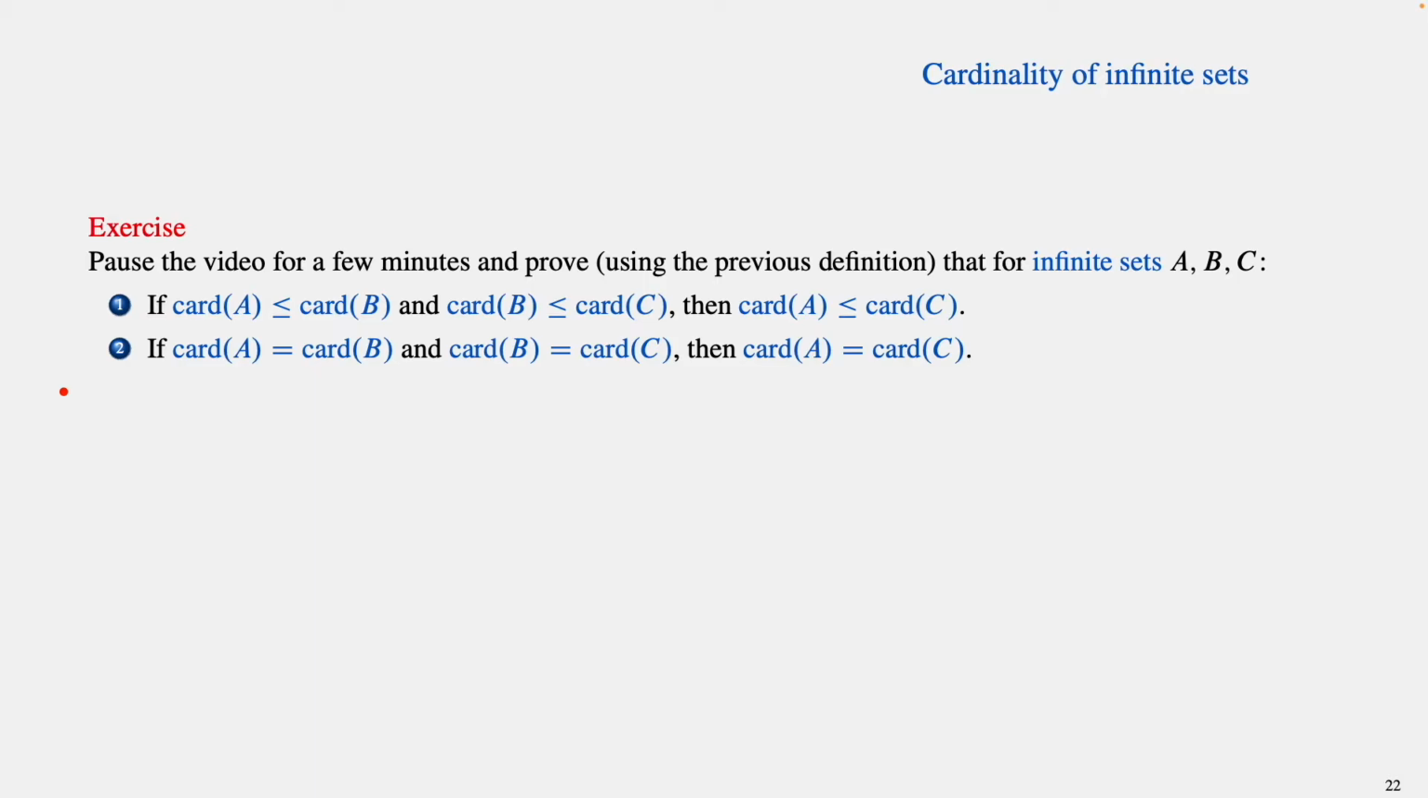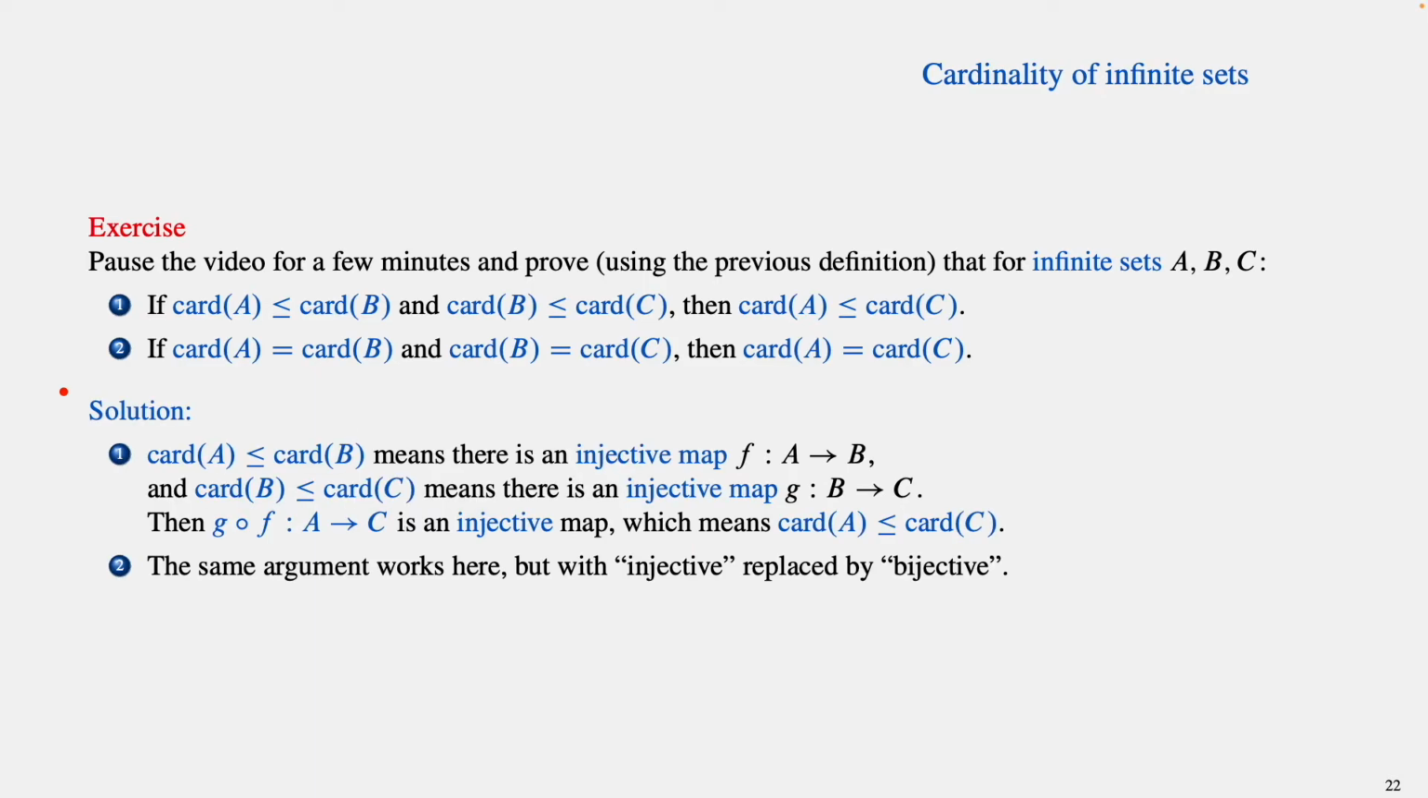Okay, so I hope you gave this a few minutes of thought. And here's the solution, which is rather simple from the definition. Cardinality A less or equal cardinality B means there's an injective map f from A to B. Cardinality B less or equal cardinality C means there's an injective map g from B to C. And now we can form the composition of the two maps, g composed with f, which goes from A to C. And this is injective because it's a composition of two injective maps. And so we have an injective map from A to C, and that means, by definition, cardinality A less or equal cardinality C. And for the second part, you can use exactly the same argument where you replace injective with bijective each time.